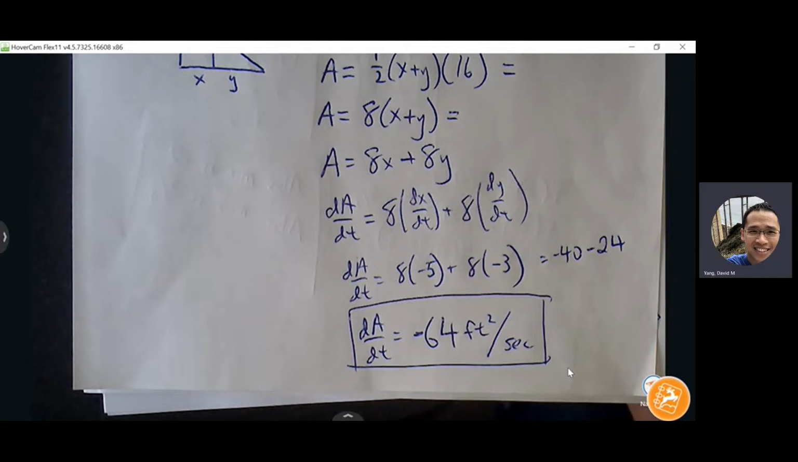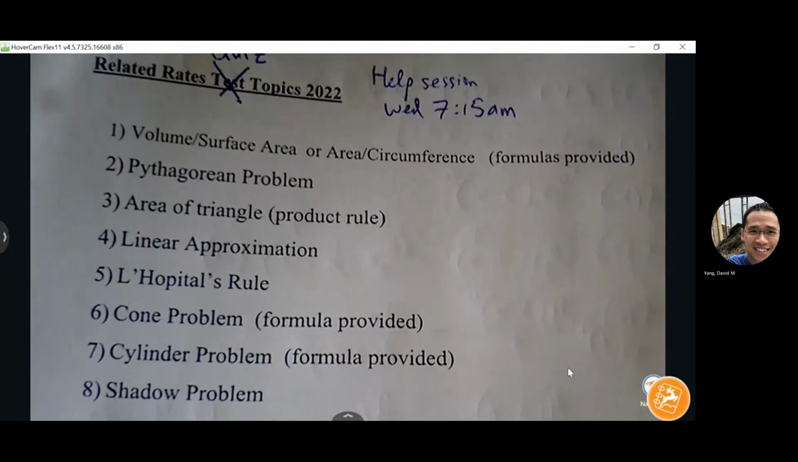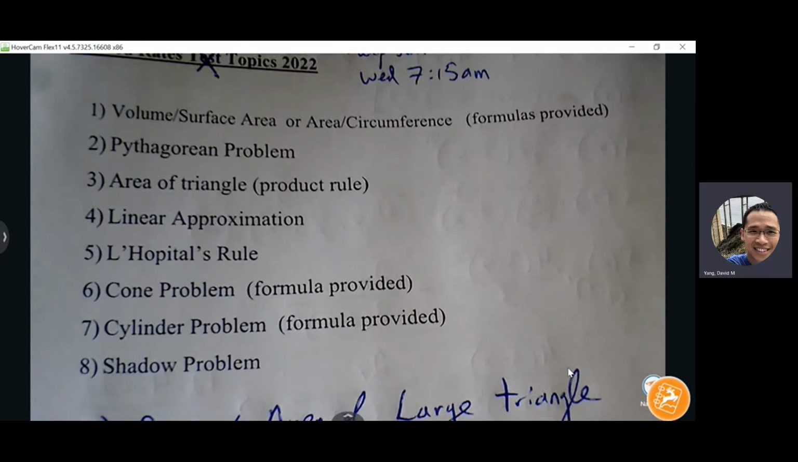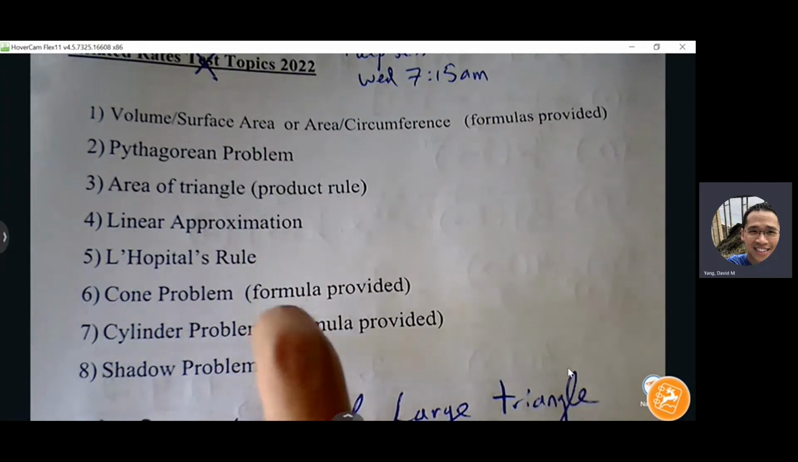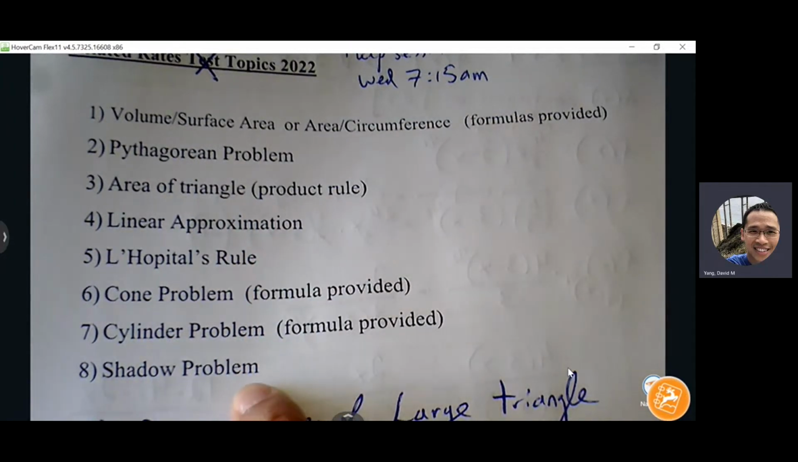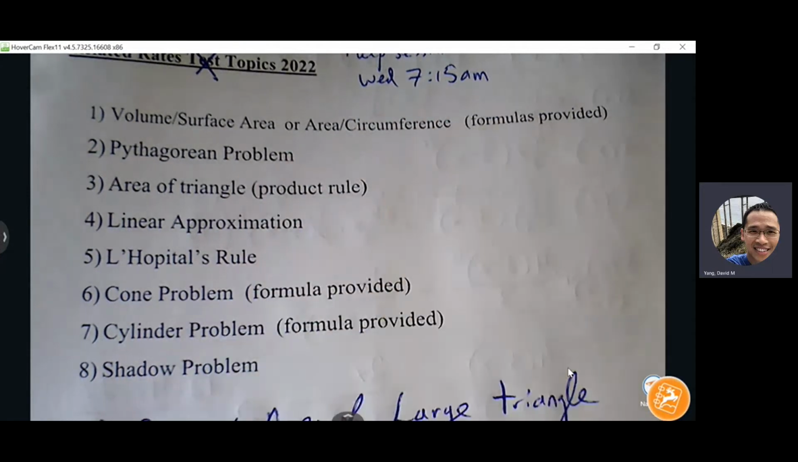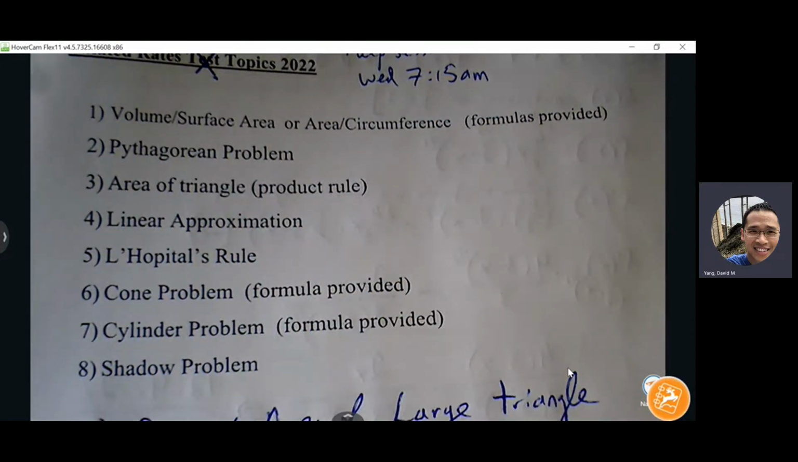Good. So I think between yesterday and today, we were able to cover every type of problem that you're going to see on your quiz tomorrow. You all get that reminder that I sent yesterday with the list of topics? Okay. You'll get one of each problem, 8 problems. What formulas we have to know, we have to know. No Pythagorean theorem, no shadow problem, no area of a triangle, but everything else I'll give you. I'll give you the volume, surface area, area, circumference, cone, cylinder. All the geometric shapes I'll give you.